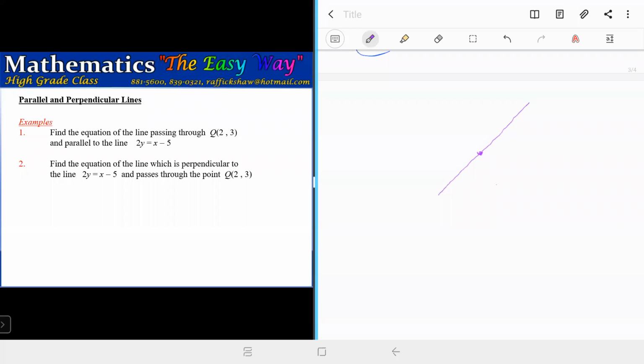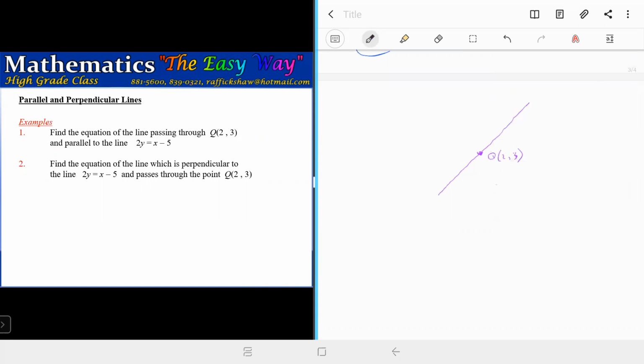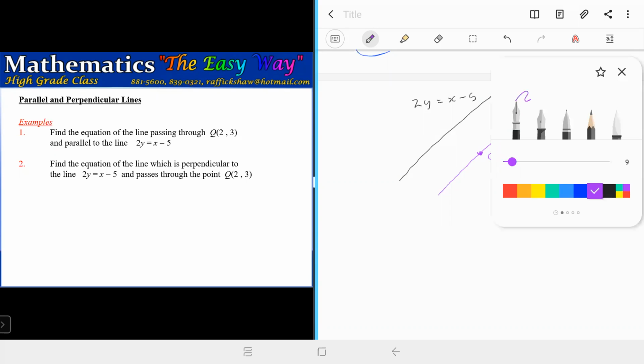All right, so this line passes through this point, Q, and Q has coordinates 2, 3. And what they have said is that that line is parallel to another line. So there's another line up here that is parallel to that one. Let's call this line 1. They give us line 1, and the equation of line 1 is 2y equals x minus 5. And they're asking us to find the equation of this line, line 2.